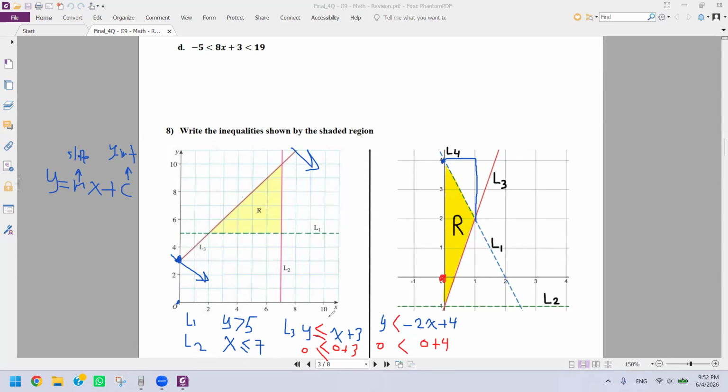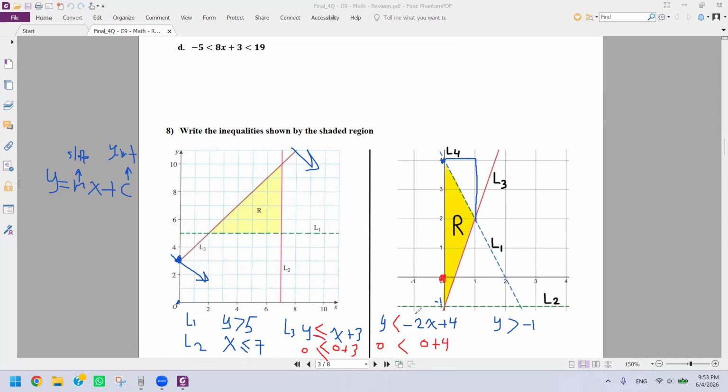This is L1. Now let me do L2. L2 is the green part. This is y equals minus 1 because it's down. And the line is dashed, so there's no equal sign. And where's the yellow region? It's above minus 1. So it's greater than minus 1. This is L1. This is L2.